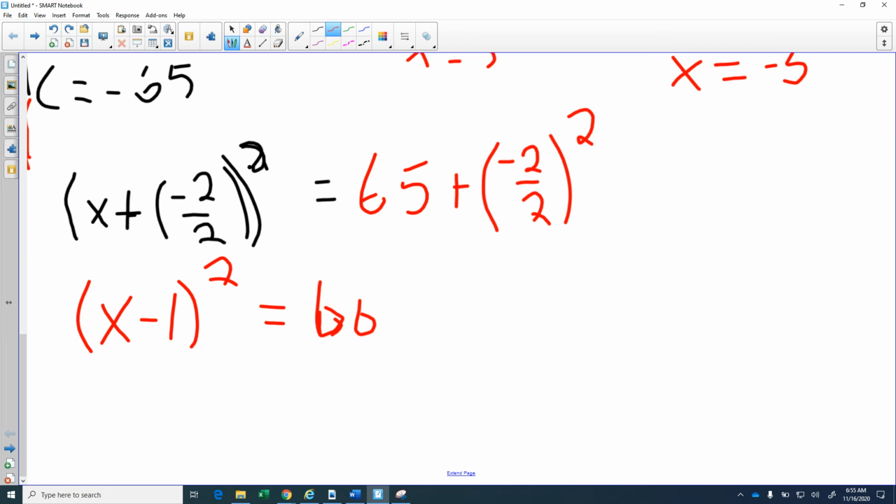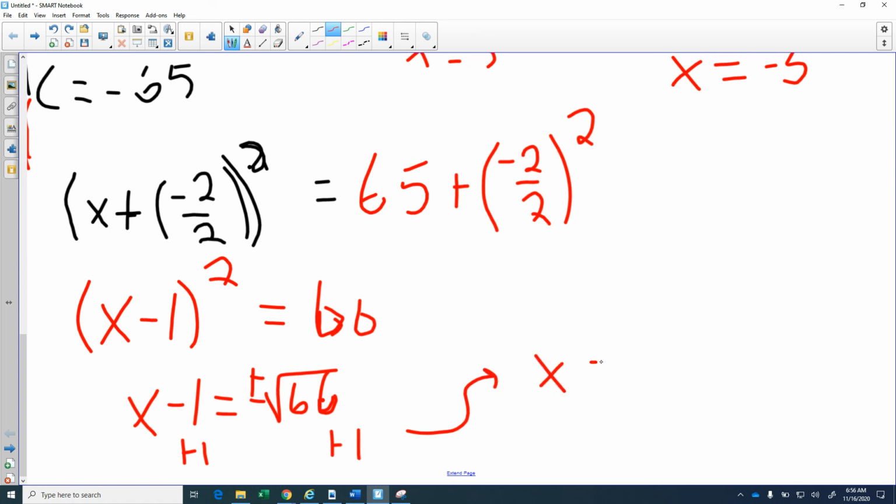From there, we're going to go ahead and simplify these values. We're going to square root the 66. X minus 1 equals the square root of 66. And that's going to be positive and negative. And then last but not least, we're going to add the 1 over to get to our final answer of x equals positive negative square root of 66 plus 1.